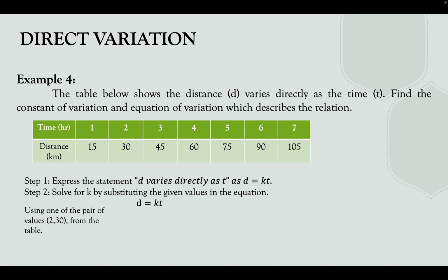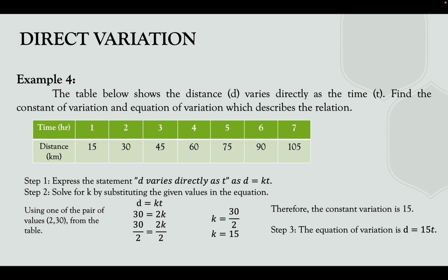So we have our time, which is 2, and then our distance is 30. So we have 30 is equal to 2 times k. Divide both sides by 2. We will get k is equal to 30 over 2. So 30 divided by 2, we will have k is equal to 15. That means the constant of variation is 15. And then the equation of variation is d is equal to 15 times t.